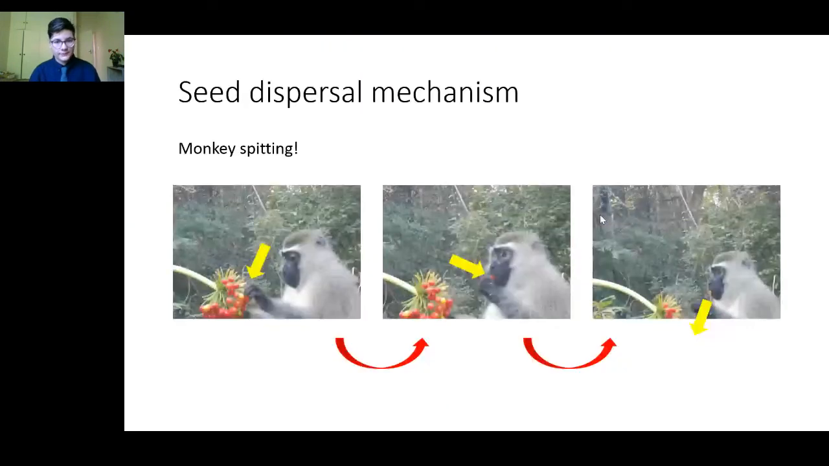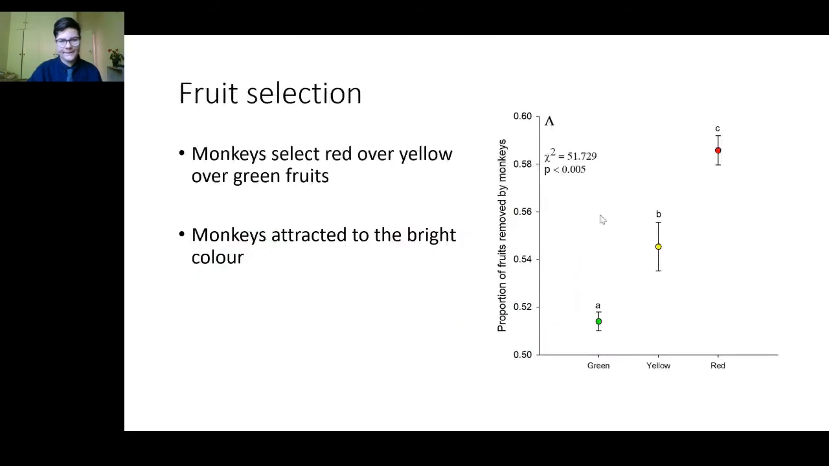So if you look closely, you can see that the seed dispersal mechanism is monkey spitting. So first of all, the monkey arrives, it picks off the individual fruits, pops them in its mouth, where it removes the fleshy endocarp, and then it spits out those hard, toxic seeds. We had a look at fruit selection, and you can even see this in the videos that I showed. Monkeys clearly selected the red over the yellow over green fruits, as shown in the figure. So we can say quite clearly that monkeys are attracted to the bright color.